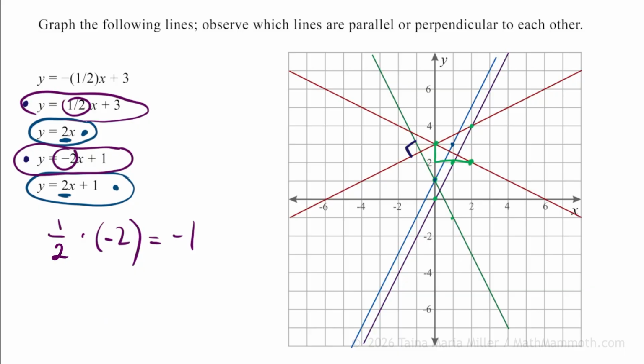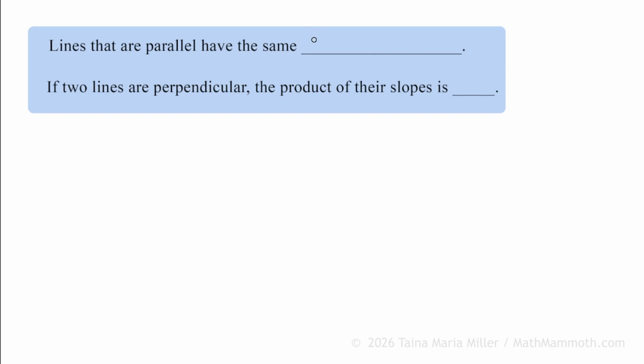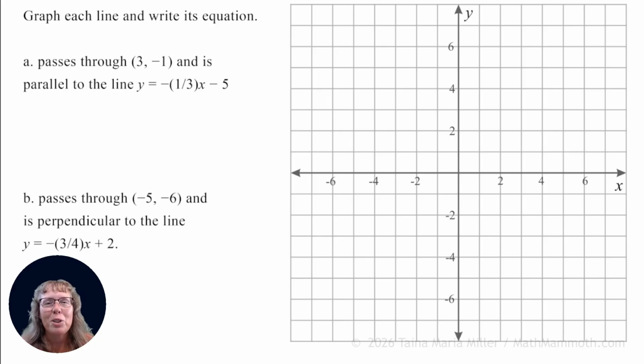And it can be proven that that is always the case. When you have 2 perpendicular lines, the product of their slopes is negative 1. So lines that are parallel have the same slope. If 2 lines are perpendicular, the product of their slopes is negative 1. And we will use those facts now in these exercises. We will graph lines according to given conditions.